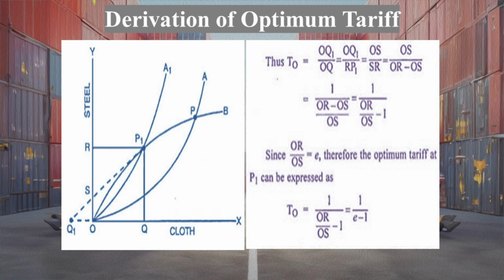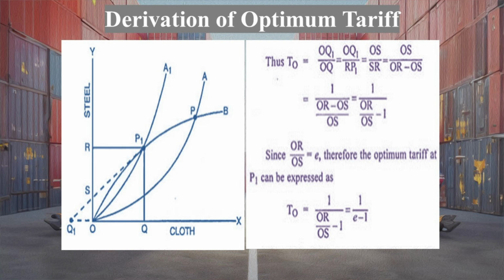So, by taking the above formula for the elasticity of the offer curves, we can find from this diagram the terms of trade of the optimum tariff, which is equal to OQ1 by OQ, where OQ is equal to RP1. Again, RP1 is equal to SR, and OQ1 is equal to OS. So we have divided that way. SR we can write as OR minus OS, and OS divided by the entire thing. If we calculate this portion, we will get that OR divided by OS is the elasticity.